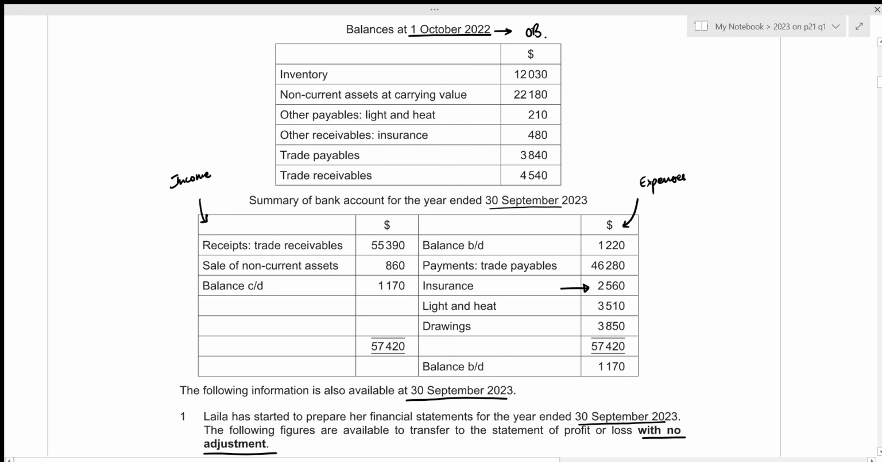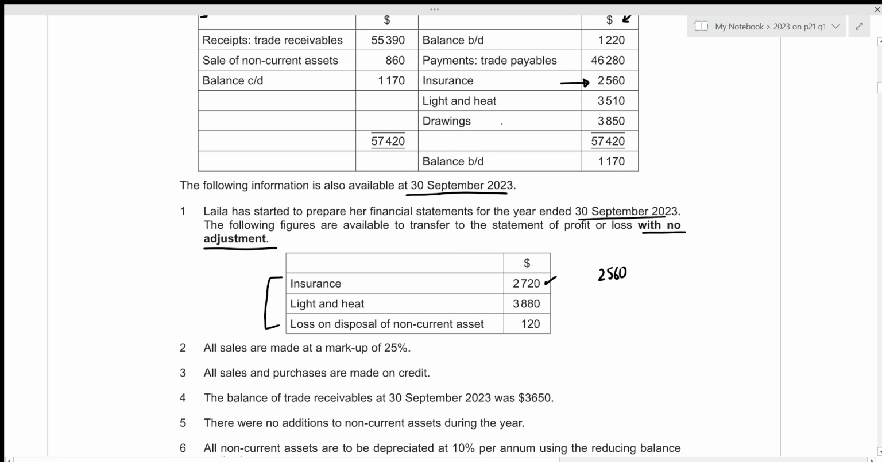And in this case, at the opening date, we have other receivables, which means that this was a prepayment at the opening date, and the opening prepayment is always added. So we need to add 480. Then we made the closing date adjustment as well. But in this case, we have not been given the closing date adjustment. So let's try and figure that out. This is a closing date adjustment.